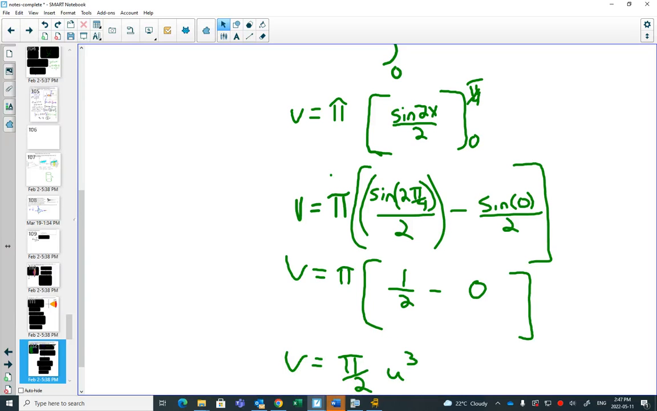And we just get pi over 2, whatever your units are, how big this dish is that you would like, meters. Biggest dish in the world, meters cubed.